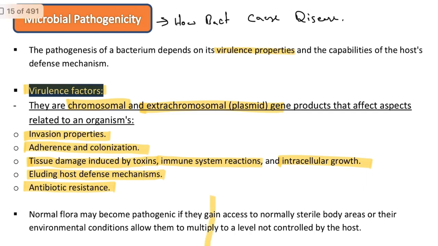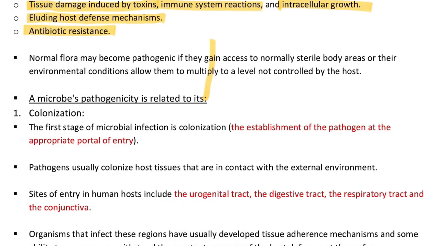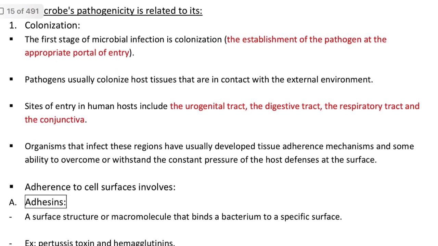So normal flora may become pathogenic if they gain access to normally sterile body areas, or the environmental conditions allow them to multiply to a level not controlled by the host. So here we are going to see microbial pathogenicity related to colonization. Colonization is the most important thing because it is the first step of infection. Colonization establishes a foothold at the entry site.